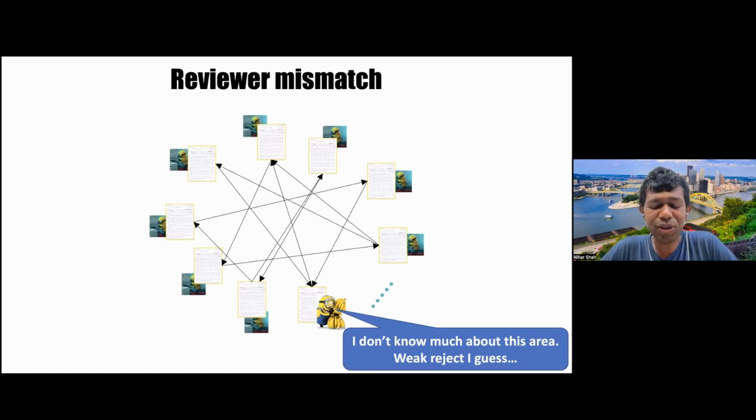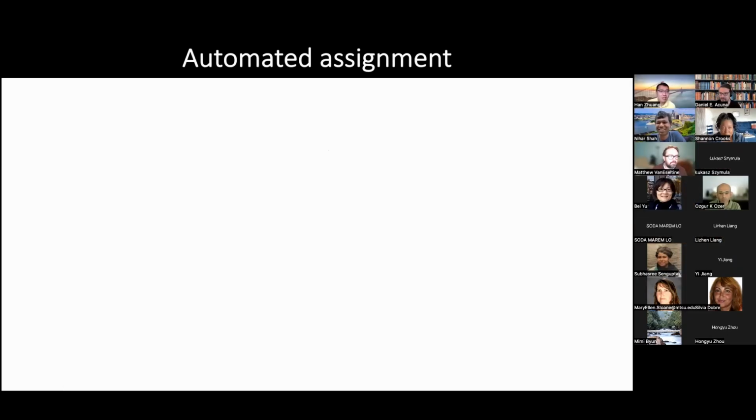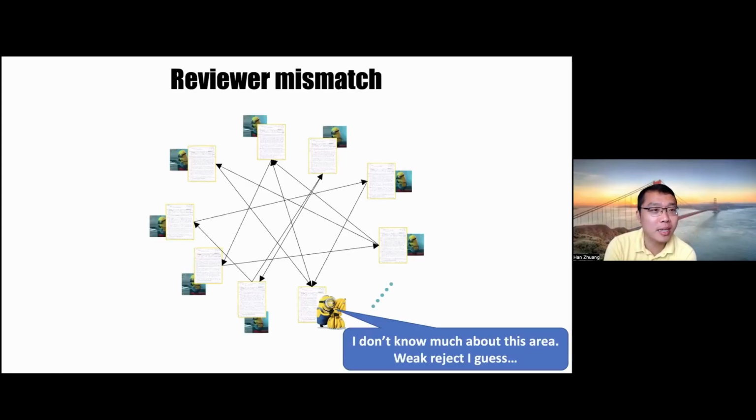Assigning reviewers to papers is one of the most important parts of peer review. If you get a reviewer who has no clue what this paper is about, you are going to get a pretty poor review. Question: you said there is a mismatch, that some people might not know the field very well, but sometimes external people can bring new fresh ideas to the field. It's also possible. How do you guarantee that mismatch is definitely bad?